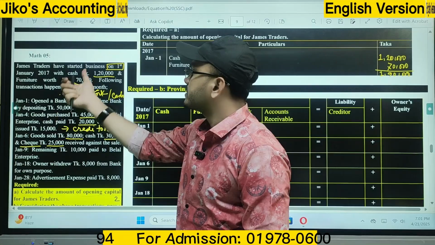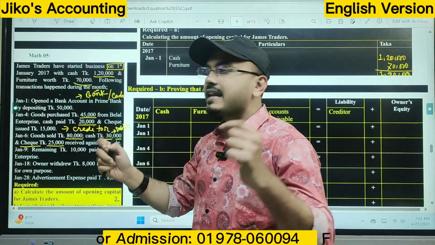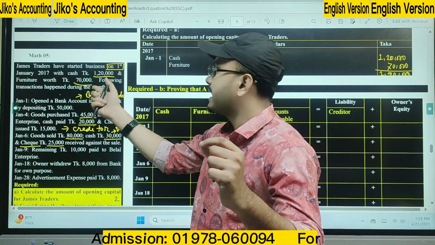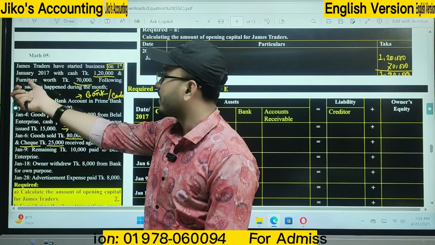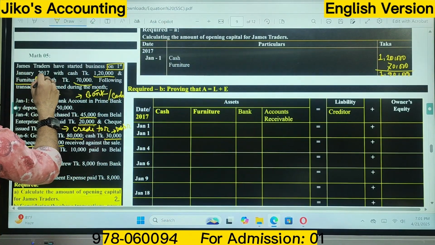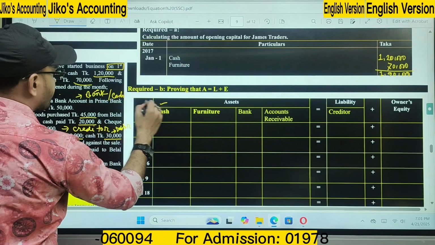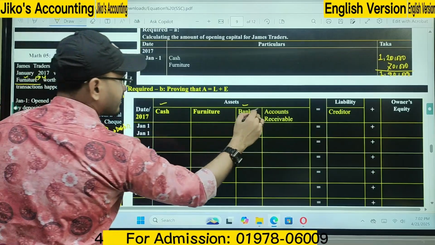But you have to consider the fixed assets at the beginning of the day. If anything was brought in at the beginning and it is a fixed asset, you should also include it. What is our fixed asset here? Furniture. That means in total, how much? Four assets. You can see cash, then bank, then our furniture we have written here.